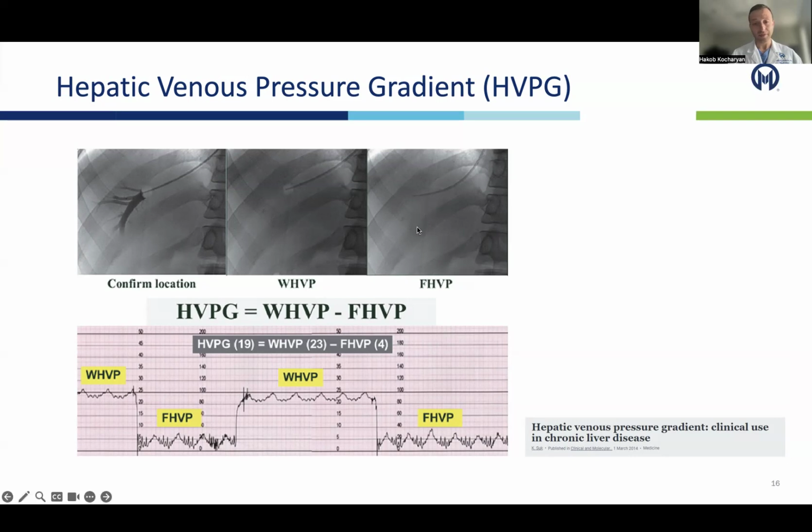With the balloon released, we sense the free hepatic pressure, and we use the gradient of the wedge pressure minus the free hepatic pressure to give us understanding about the portosystemic gradient. As I mentioned, 10 millimeters mercury is the threshold for development of clinically significant complications. In this situation, the gradient is 19. So this patient has clinically significant portal hypertension.